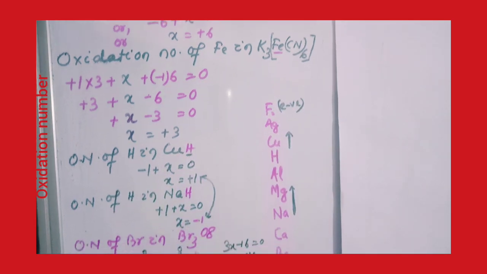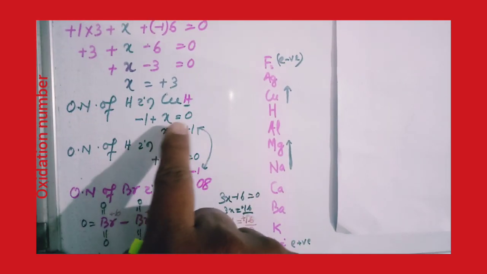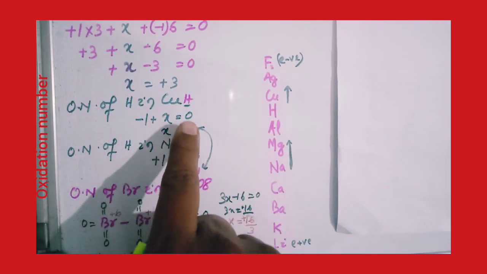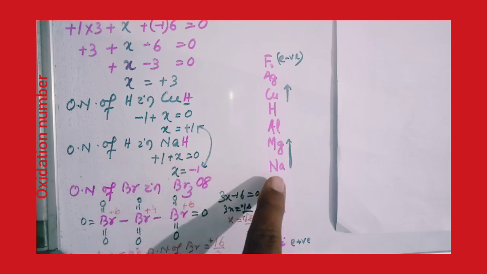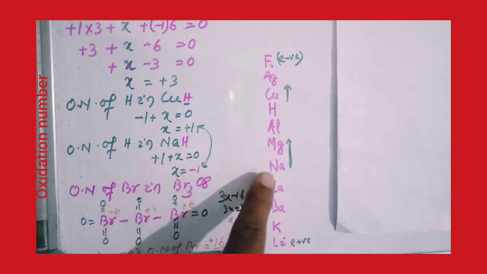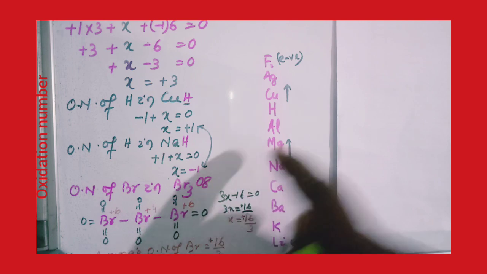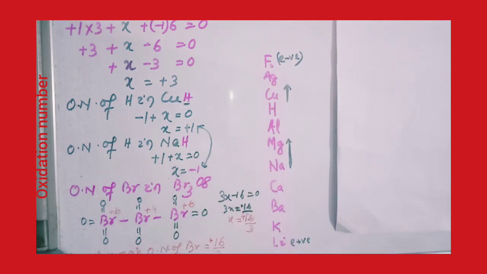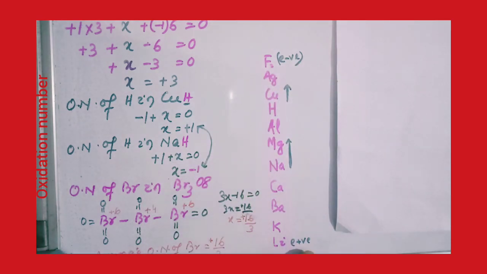Oxidation number of hydrogen in copper hydride is +1 because hydrogen is more electropositive than copper. In sodium hydride, the oxidation number of hydrogen is -1 because hydrogen is more electronegative than sodium, as shown in the electrochemical series. At the top you will find electronegative elements, at the bottom you will find electropositive elements.